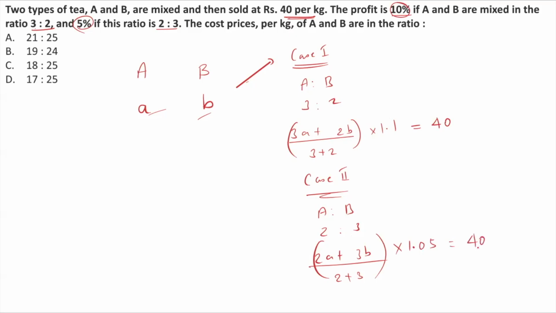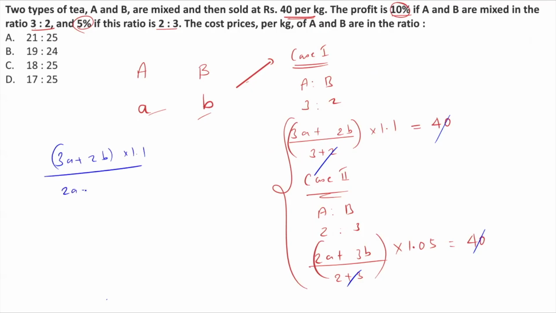The next step is I simply divide these two equations and my job is done. So on dividing these two, 40 and 40 will get cancelled out. 3 plus 2, 5 and 3 plus 2, 5 also gets cancelled out. We get (3A plus 2B) into 1.1 divided by (2A plus 3B) into 1.05 is equal to 1. So you can cross multiply also.